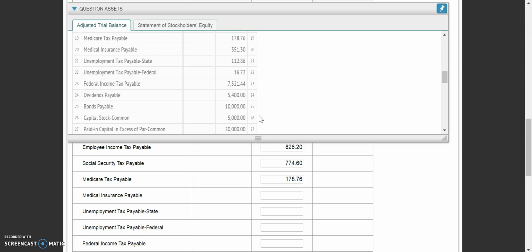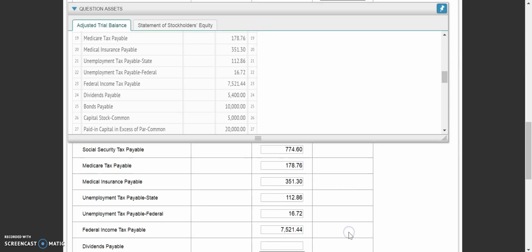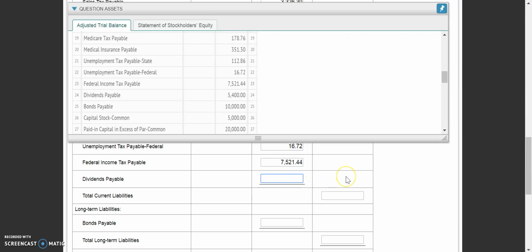I'm just running down my payables. We have quite a few, particularly because of our salaries. That takes up a lot of payables here. Medical insurance is $351.30. Unemployment to the state is $112.86. Federal is $16.72. Federal income tax payable $7,521.44. And dividends payable is my last one for current liabilities, because remember, current liabilities are ones that we would be able to pay within a year if we needed to.